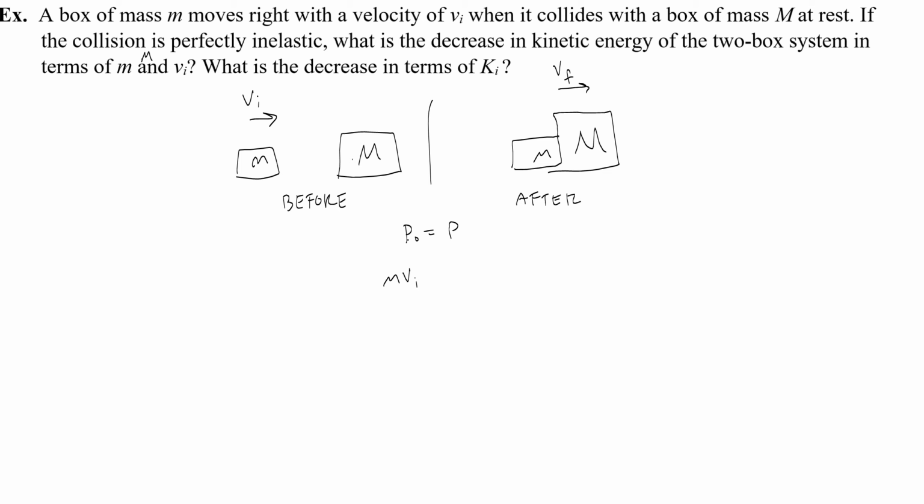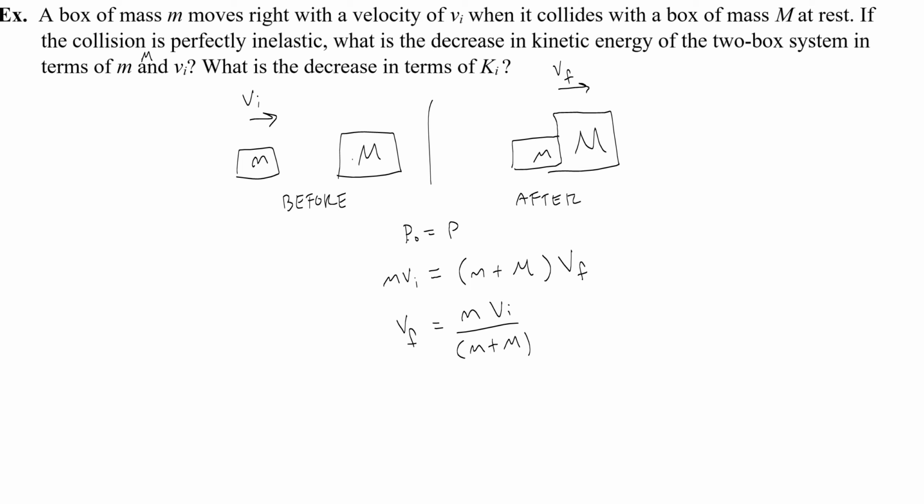Now, the momentum at the end, since they stick together in a perfectly inelastic collision, I would write this as little m plus big M times their shared final velocity, Vf. Now I'd be able to find the final velocity in terms of little m, capital M, and Vi. It would be little m Vi over little m plus big M.